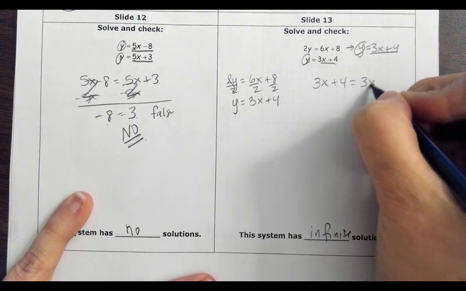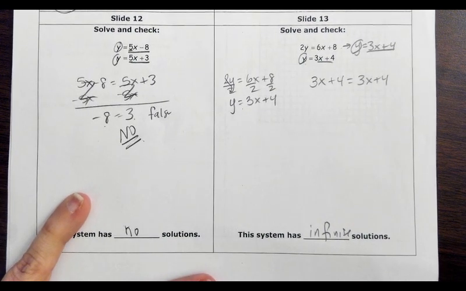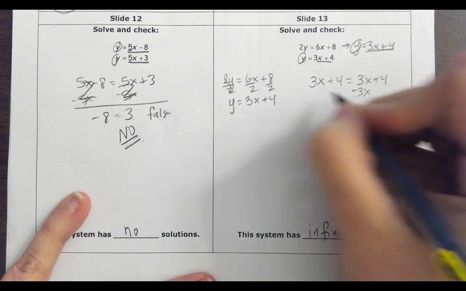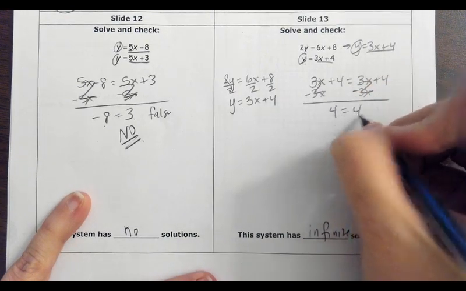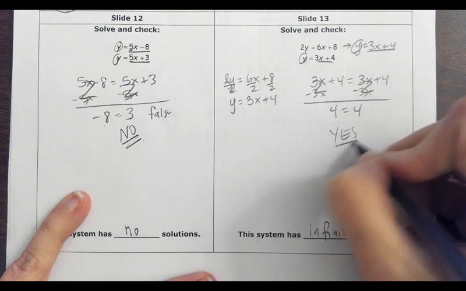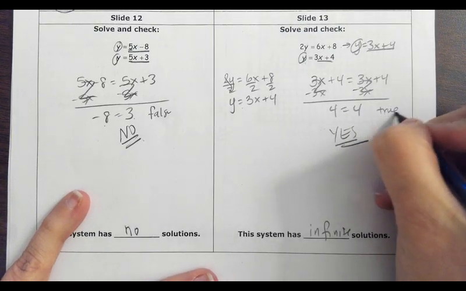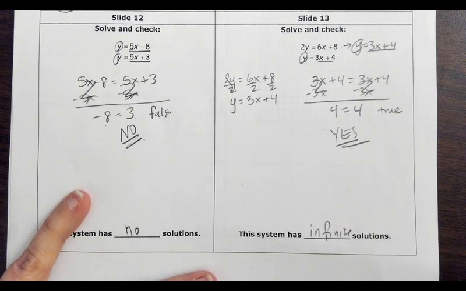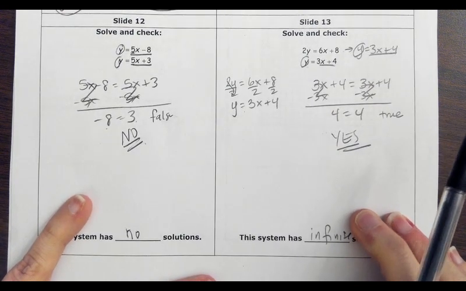3x plus 4 equals 3x plus 4. And you're thinking, well, yeah, it does. They're the same thing. Okay, we're going to subtract 3x from both sides. They both zero out, and I get 4 equals 4. Does 4 equal 4? Yes. That means I have infinite solutions. So when I get a true statement, I have infinite solutions. When I get a false statement, I have no solutions. Okay? All right, let's take a look at these last two examples.